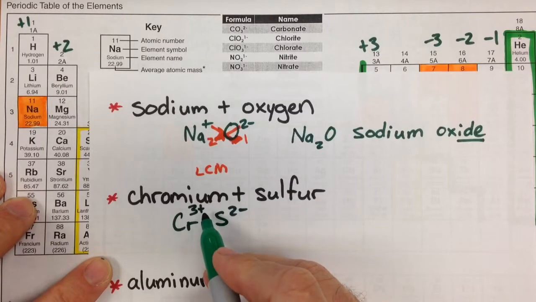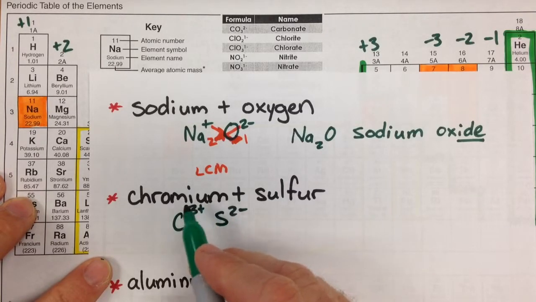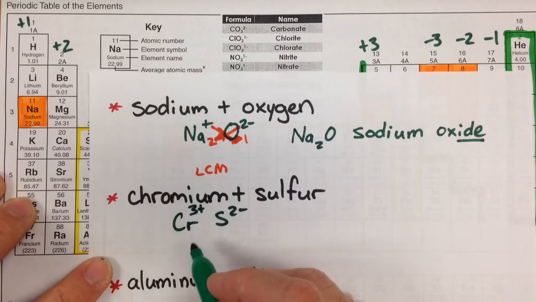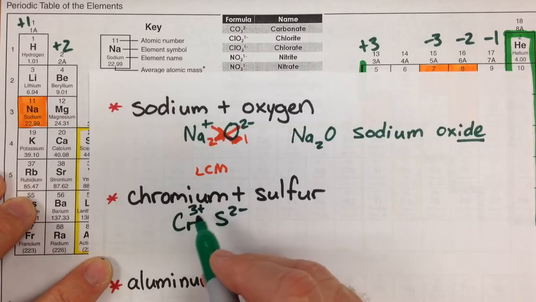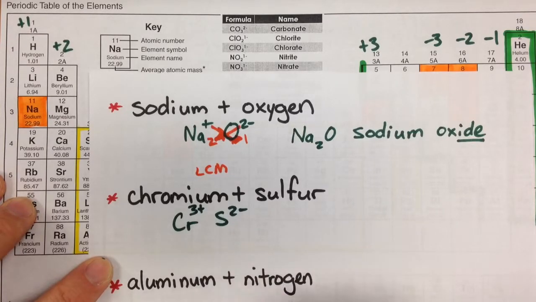Now this charge will have to be given to you somehow, some way, because chromium again forms multiple oxidation states, forms multiple charges. So the person that's assessing you would have to give you this much information. All right.